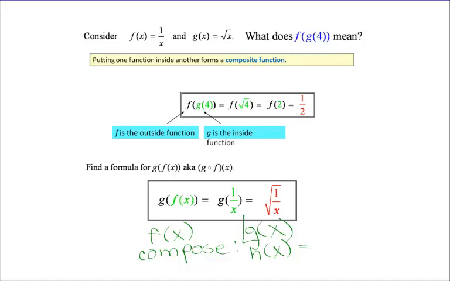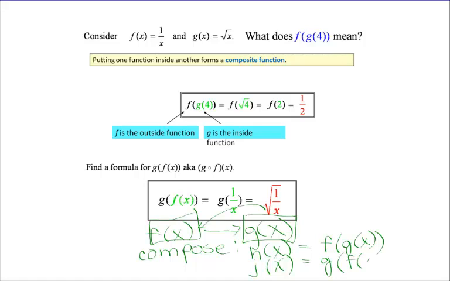If I take g of x and I pop it into the f function machine, f takes everything I feed it and does some sort of operation on it. I could come up with a function where I take f of x and pop it into the g function machine. Whatever operation g is doing, it's doing on the entire function of f, not just on the independent variable x.